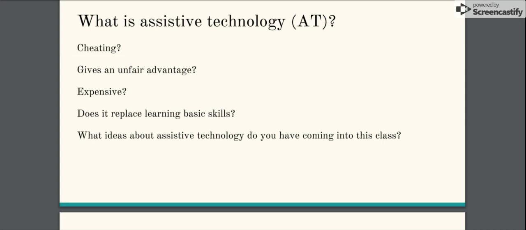Is AT cheating? Does it give an unfair advantage? Is it expensive? And does it replace learning basic skills? These are just a few of the notions that the video highlighted. Think about what ideas you have about assistive technology. And if you want to start a discussion, you can make a comment on the Flipgrid, or you can do so in the student lounge.